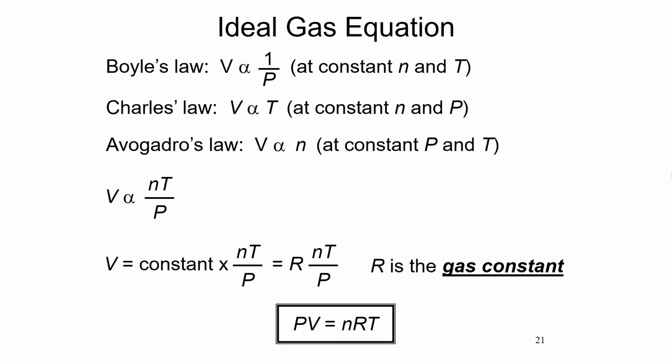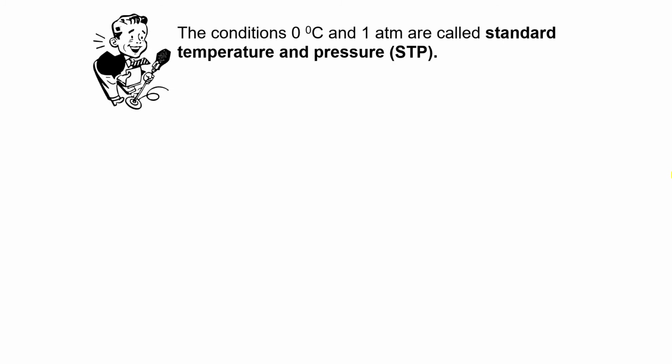Notice that it relates all four of the properties of gases that we're interested in: the pressure, the volume, the number of moles, and the temperature. So what we need next is to calculate the value of R. To do that, we're going to set a gas at a set of conditions that we're going to call standard temperature and pressure, or STP. For our purposes, these conditions are 0 degrees Celsius and 1 atmosphere.